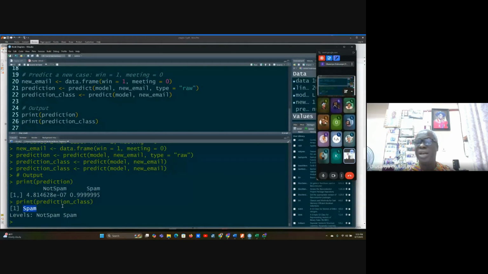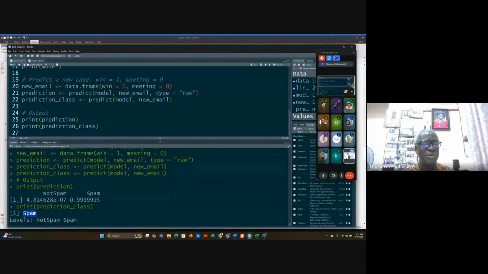So in summary, or in conclusion, the model that we tried to develop, even with just very simple data, looks at the words "win" and "meeting", and on that basis the model is able to learn how to better classify a message into spam or not spam.